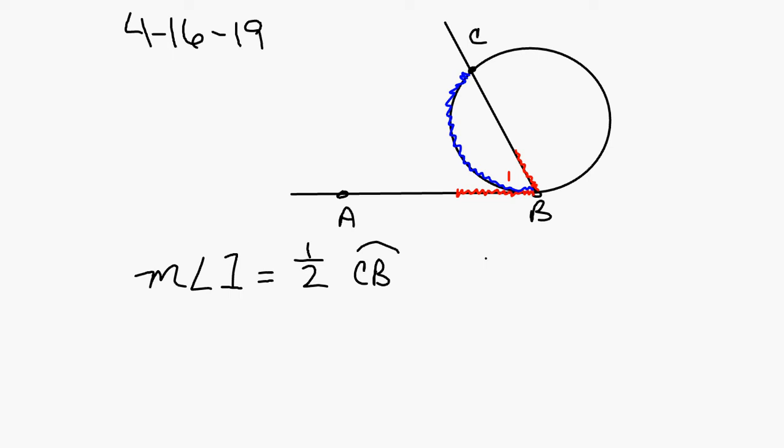The angle formed by a tangent and a secant, the angle is on the circle. When the angle is on the circle, the measure of the angle is half of its intercepted arc. That's one picture of it. Here's another picture of it. Here's a tangent. Here's a secant.